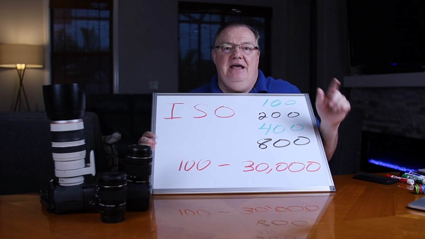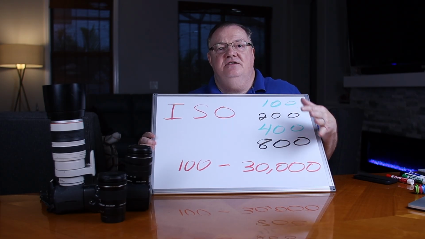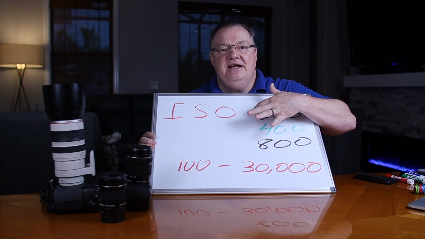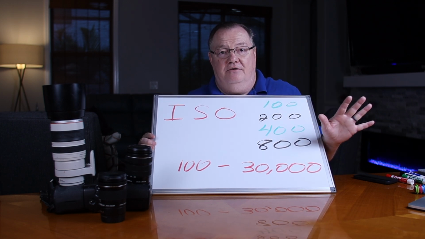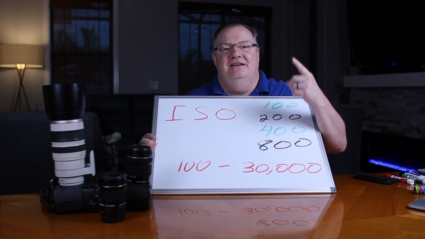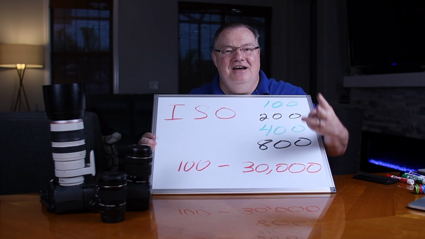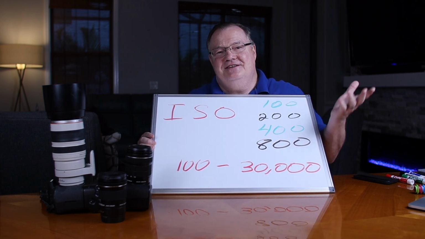Remember, we're going to use AV and TV to start with. Leave ISO on auto for now, okay? Composition, aperture, shutter speed, leave the ISO on auto.